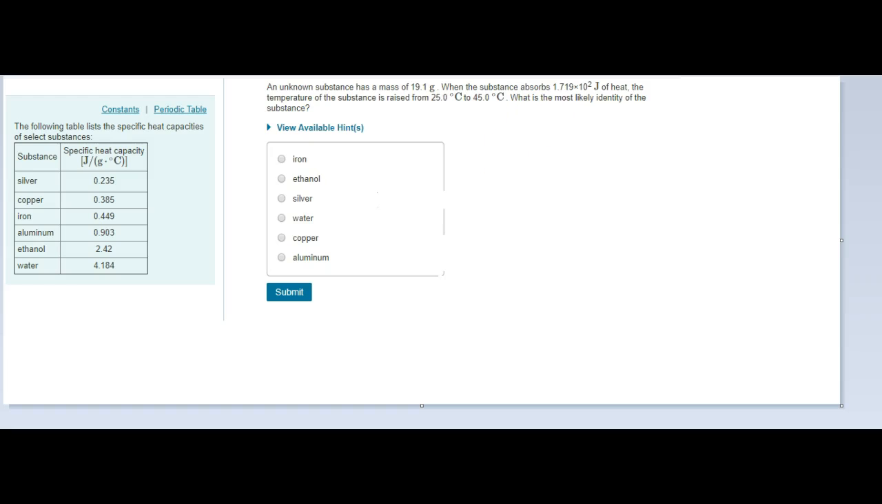So here we are in part B of this question, and it says this time that we have an unknown substance. It has a mass of 19.1 grams. When this substance absorbs 1.719 times 10 to the power of 2 joules of heat, that's going to be our energy that's absorbed. So I'm going to put that here: 1.719 times 10 to the power of 2 joules. I'm going to convert that into a decimal. So 10 to the power of 2 means I move the decimal over 1, 2. So that's going to be 171.9 joules of heat absorbed.